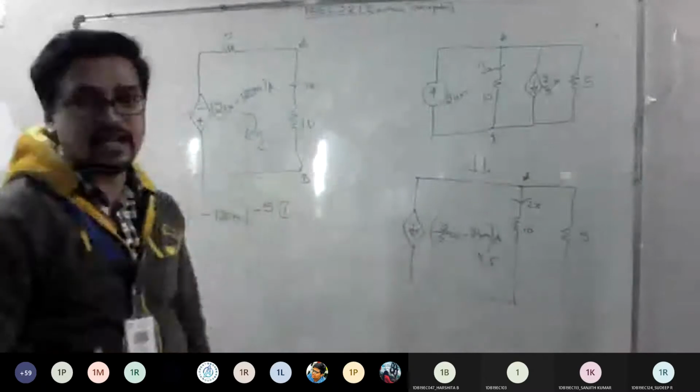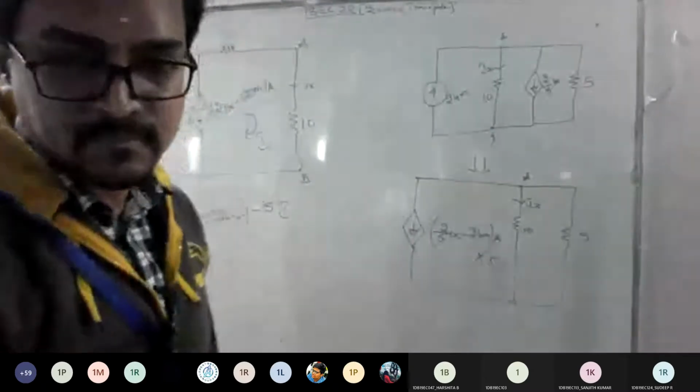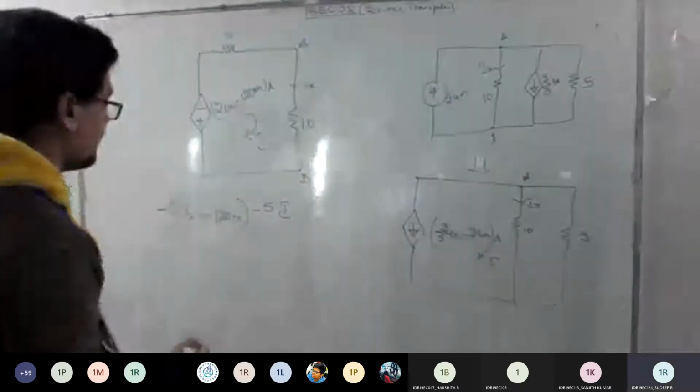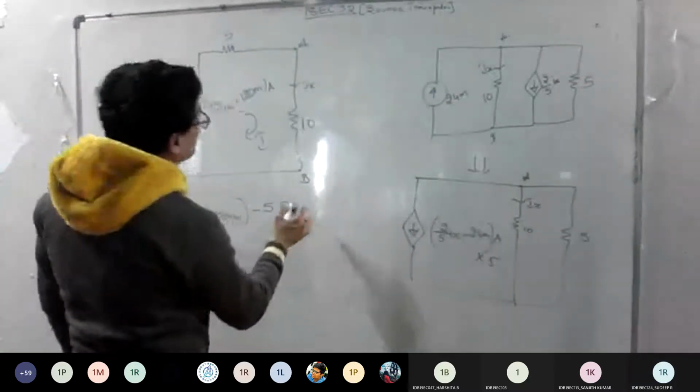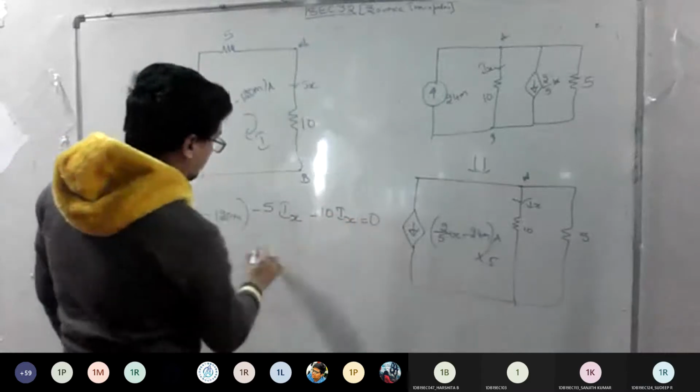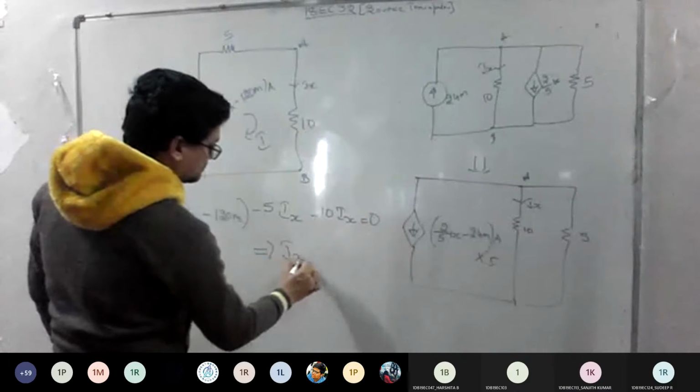Can I take I equal to Ix? Yes. So wherever you find I, that is nothing but Ix only. Then minus 10Ix equal to 0. Solve this and tell me what is the Ix answer now.